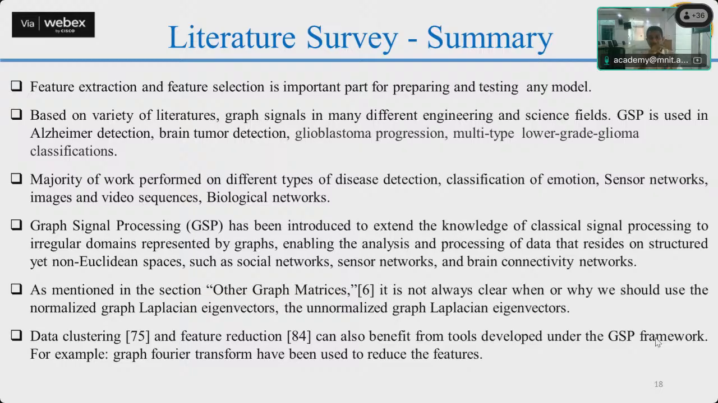Whenever we are doing this literature survey, you need to check what are the areas which may be improved. GSP is used here in disease classification, sensor network, video sequences. It has been introduced to extend the knowledge of classical signal processing to an irregular domain by graph, enabling the analysis and processing of data.